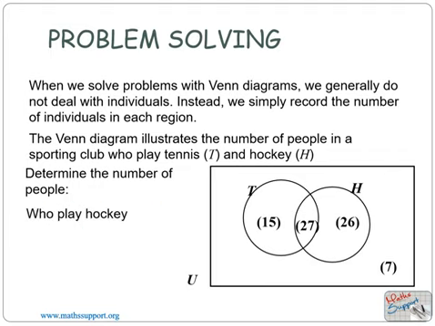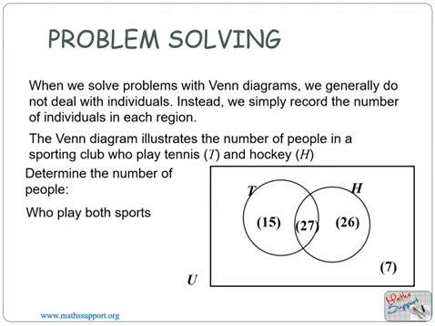Determine the number of people who play hockey. There are 27 that play hockey and tennis, and 26 that play only hockey. So the total number of people that play hockey is 53.